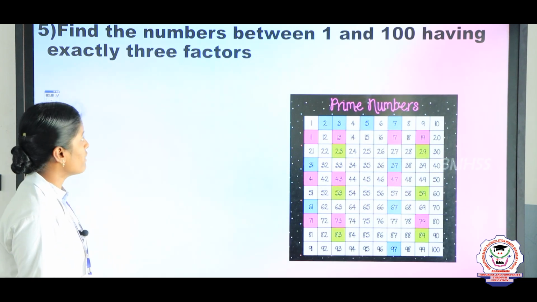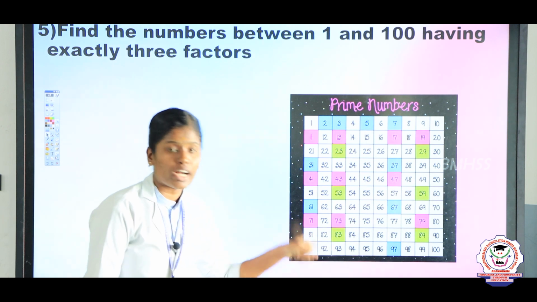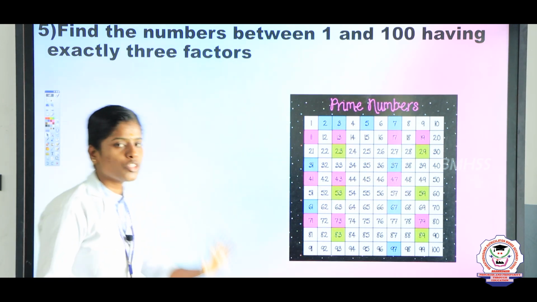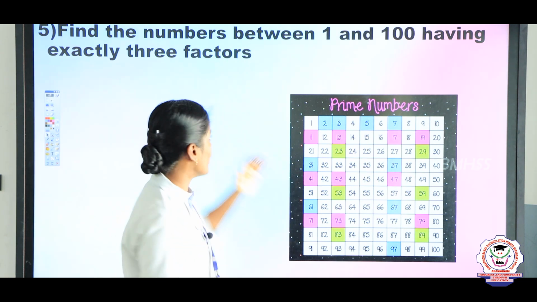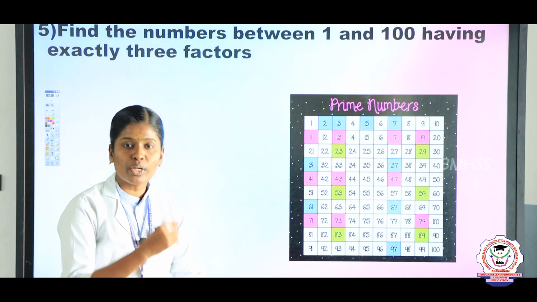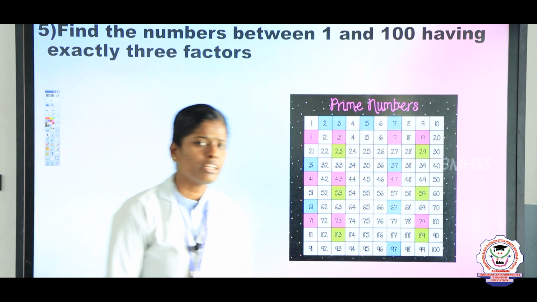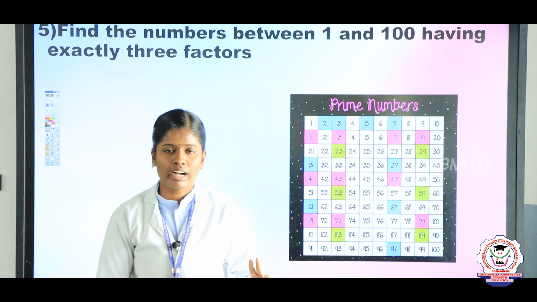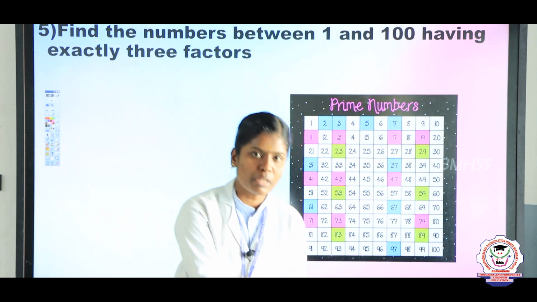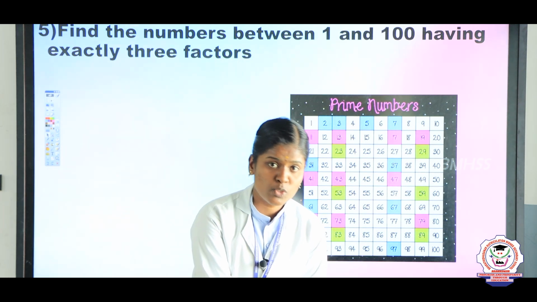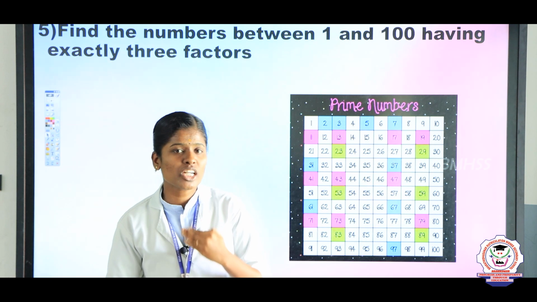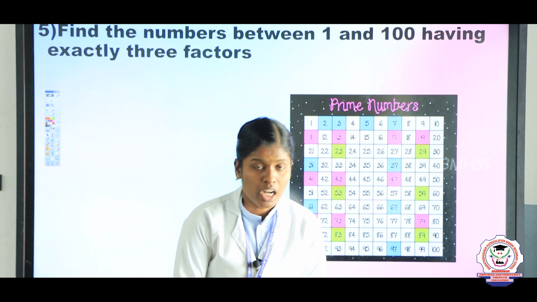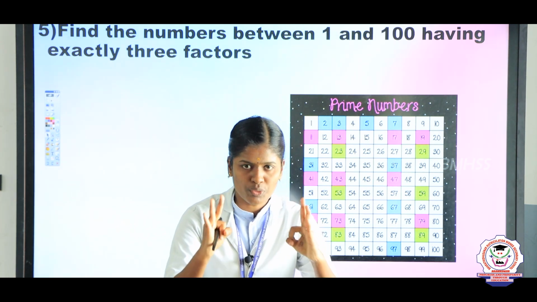And next, find the numbers between 1 to 100 having exactly 3 factors. Now we are going to find the numbers between 1 to 100 having exactly 3 factors. So exactly 2 factors means that is called the prime numbers. More than 2 factors means that is called the composite number. Now we are going to find exactly 3 factors.